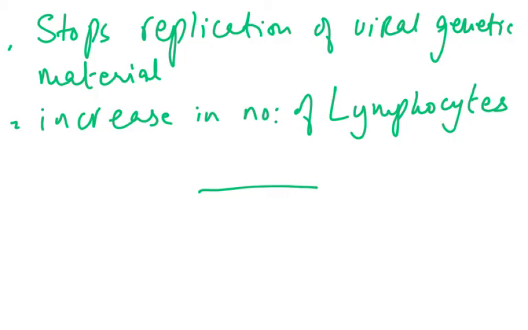The next point is that zidovudine, as I said, stops the replication of viral genetic material. So no more lymphocytes are destroyed. And the number of lymphocytes, which are decreasing, is a benchmark that we use to look at the prognosis of this disease when we get a person who's suffering from AIDS. So we do a blood test and we find out the number of lymphocytes.